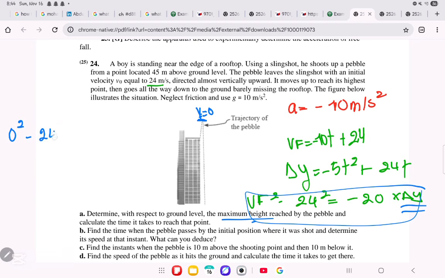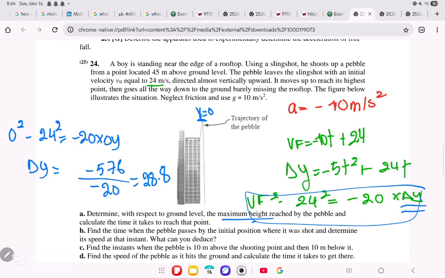So delta y is equal to minus 24 squared. How much is that? Minus 576 over minus 20. So I will get delta y to be how much? To be 28.8. Now this is not the maximum height with respect to the ground.